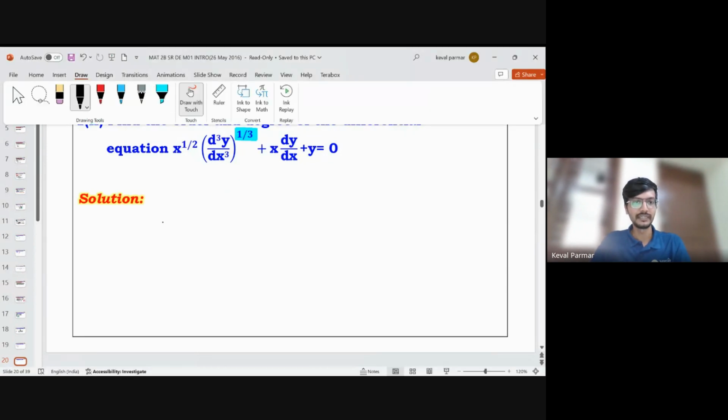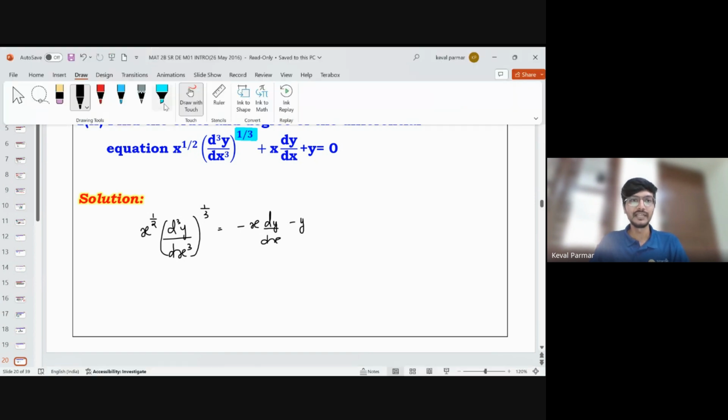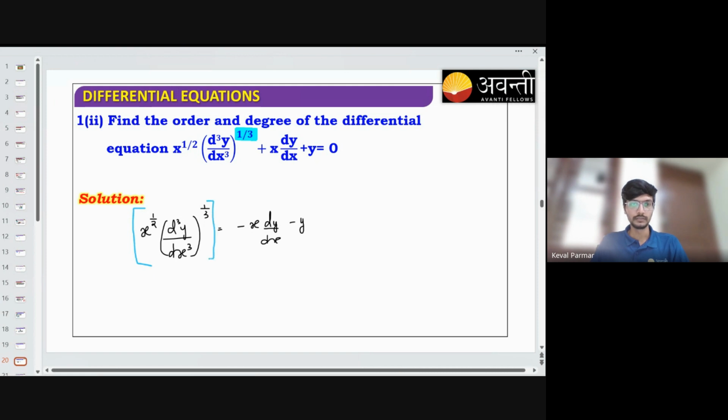So, what I did in this case is x raised to half into d3y over dx cube raised to 1 by 3, I left as it is. All the other terms I shifted to the right hand side. So minus x dy over dx minus y. After that, what I did is take cube on both the sides. Why taking cube? Because here the fractional power will get cancelled.